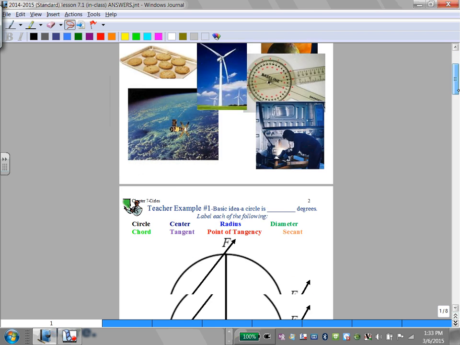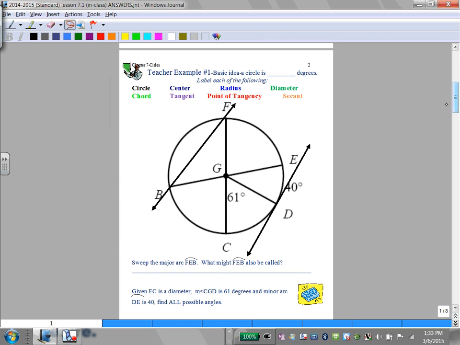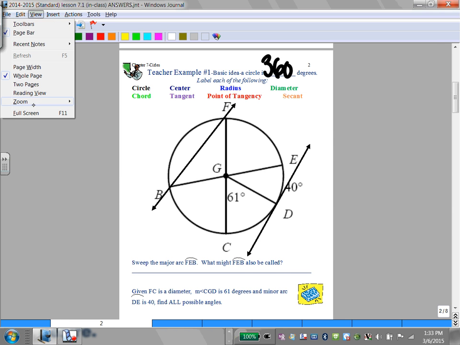Step number 1, come to this page. Fill in the blank. Circles is how many degrees? Bingo. Fill that in first. 360. Now, you have several terms here.